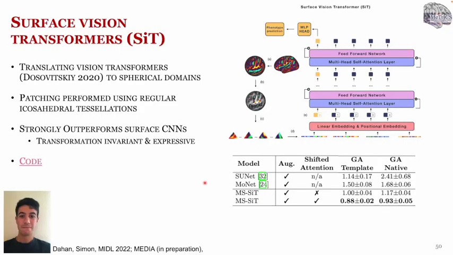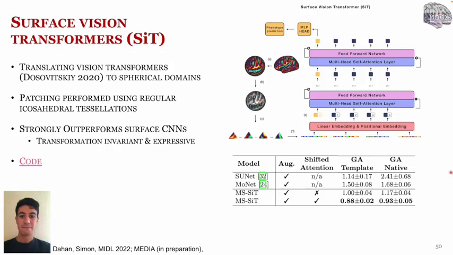Where interestingly, this also helps us get around the problems associated with translating convolutional neural networks to the surface by avoiding it entirely. So in this work, my PhD student Simon Dajon was able to translate the concept of vision transformers to cortices by patching cortical imaging data on a sphere using a regular triangular tessellation of a low-resolution icosahedron. And then in this way, he was able to develop a multi-scale surface vision transformer that strongly outperformed the best performing surface convolutions. Where here I'm showing results specifically for the task of prediction of gestational age at birth, where essentially the objective is to predict how preterm a baby is from their term age scan.